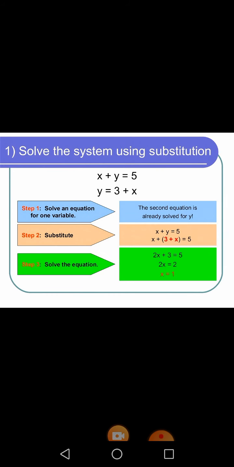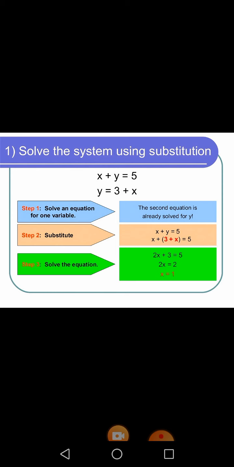Here, solving a system of equations using substitution. What will I do here? I already have y equals 3 plus x, so it will be so easy. Like this, step 1 is done.